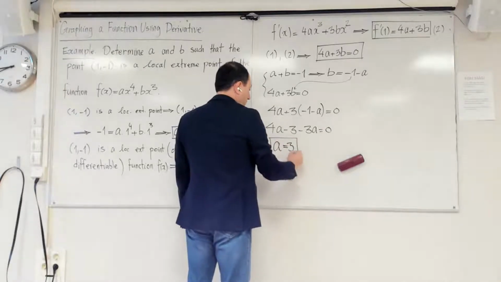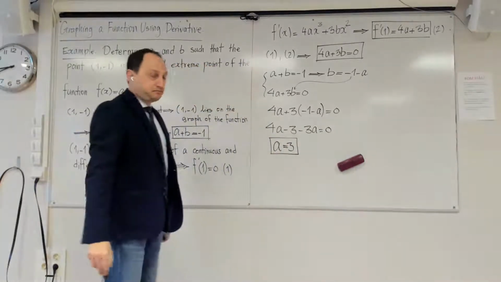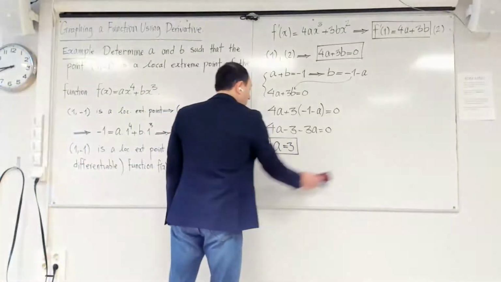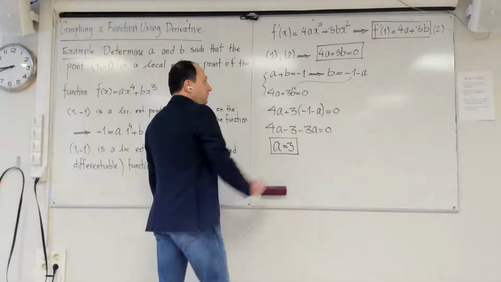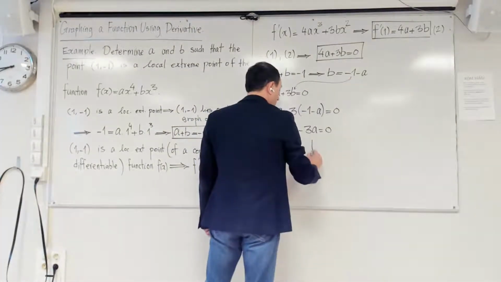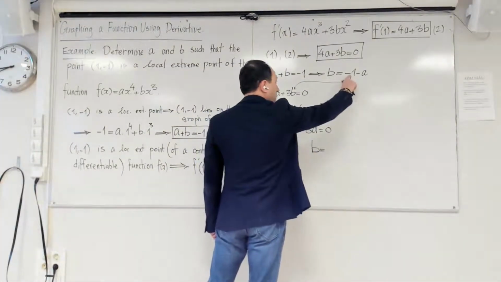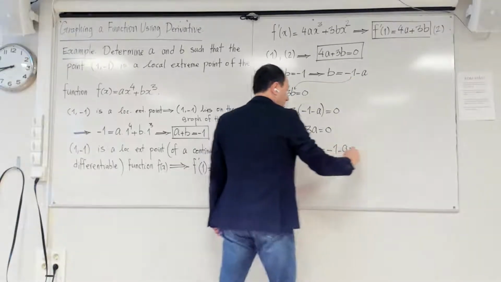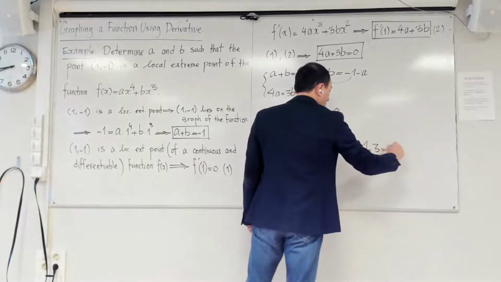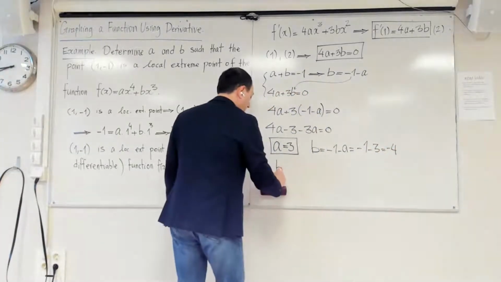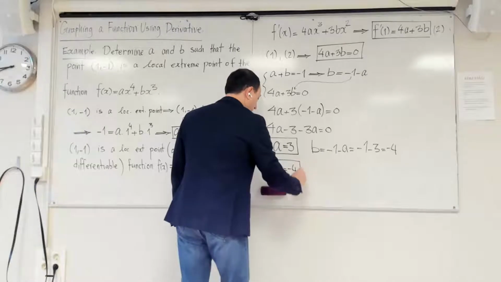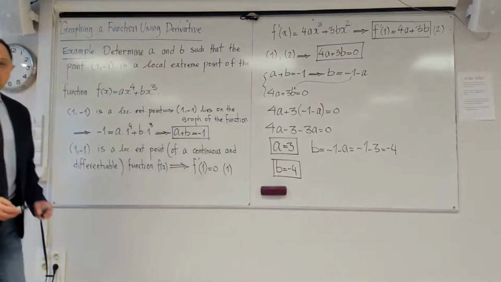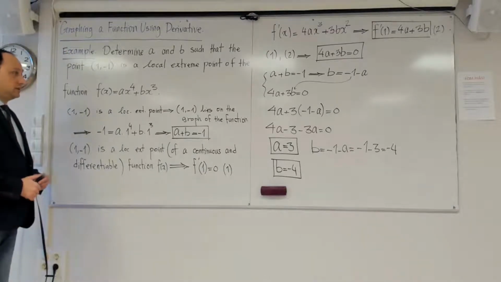Finally, I was able to calculate a. Okay? And then I put it in this equation. So b is equal to minus 1 minus a, which is minus 1 minus 3, and that is minus 4. So b is minus 4. So this is a type of question that I saw in the book.